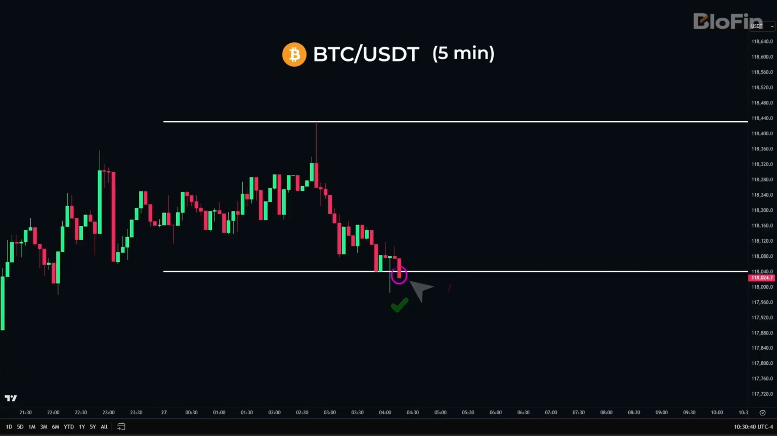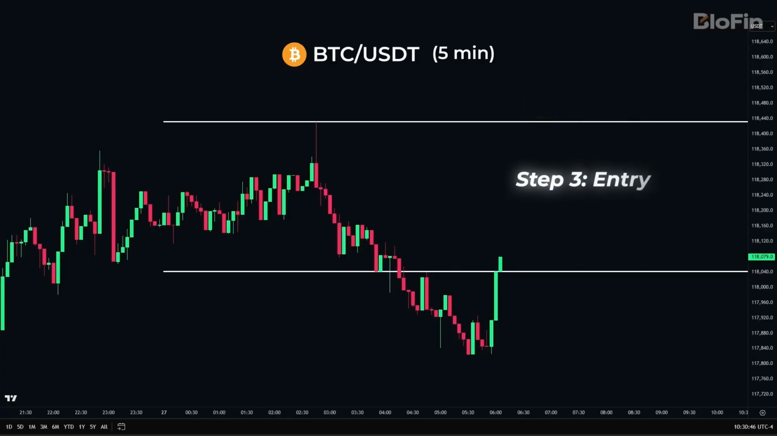Now, we wait for price to re-enter and close back inside the range again. And right here, the candle closes back inside. So that completes step 2. Now we move to step 3, which is our entry. Since price broke the range low and then re-entered, this is a signal to go long.